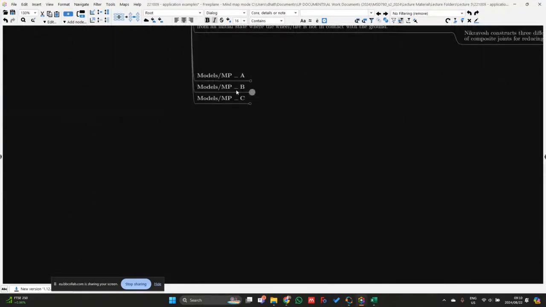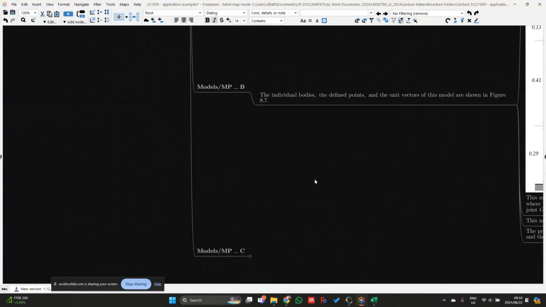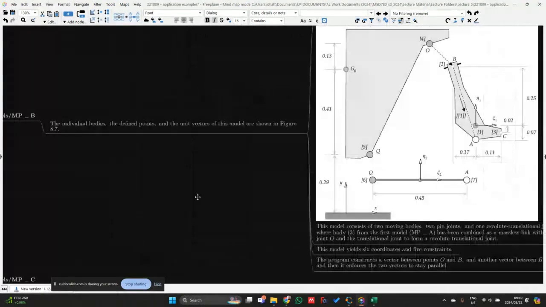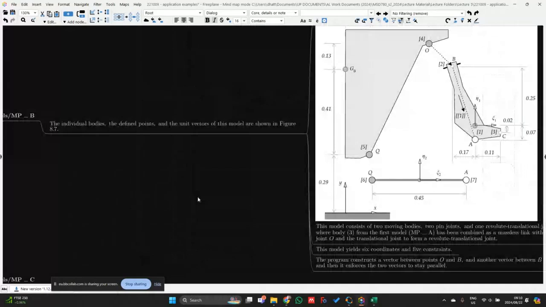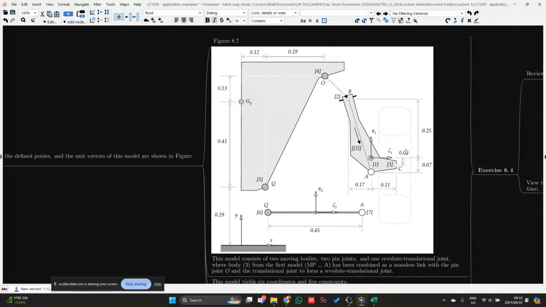All right, so I think that wraps up MP_A. The next one is McPherson B that we want to consider. The individual bodies, the defined points, and the unit vectors of this model are shown in figure 8.7. What you'll notice is different now is we don't have this link over here. Originally we had link OB, which was on its own a body. In this case, we now neglect that body. What we also had was a revolute joint and then a translation joint over here. Now we're going to try and combine those two joints into one.